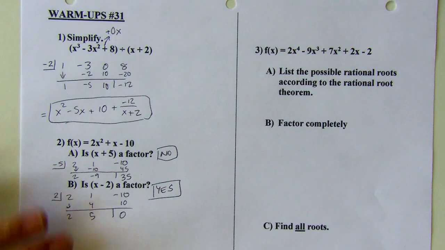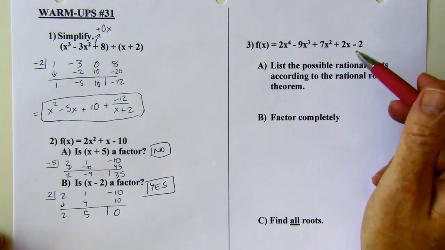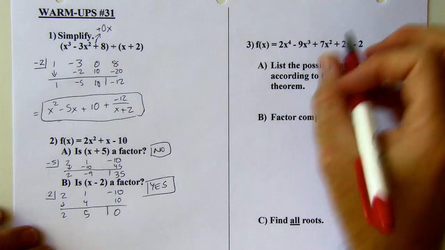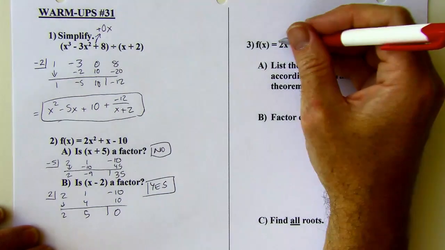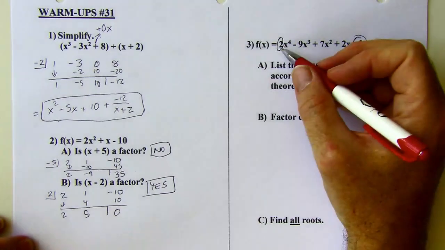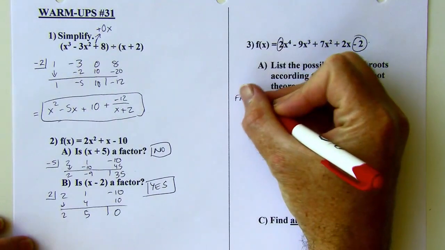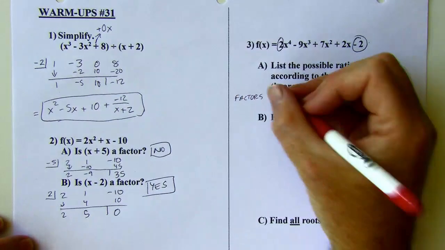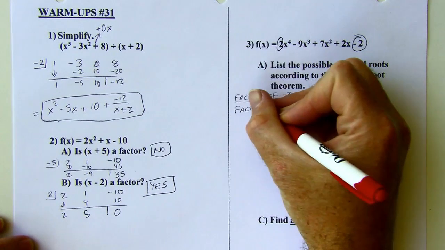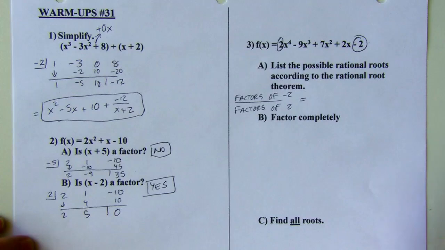Okay. All right. Next up, I've got this longer polynomial. I'm going to list the possible rational roots, and the way I'm going to do that, it's going to be the factors of this over the factors of this. So the factors of my constant over the factors of my leading coefficient. So yeah, factors of negative 2 over the factors of positive 2. Which actually they're going to be the same factors in the numerator and denominator.